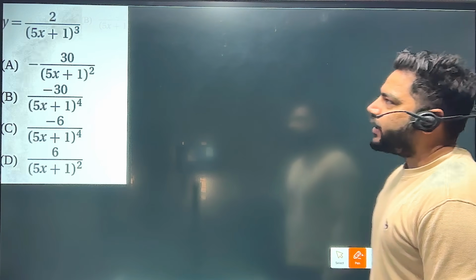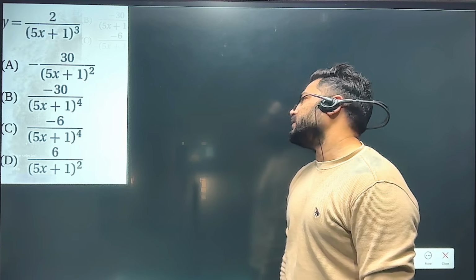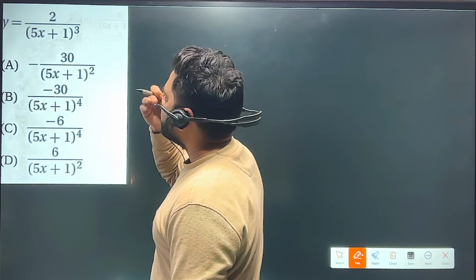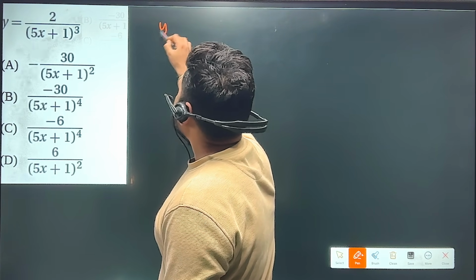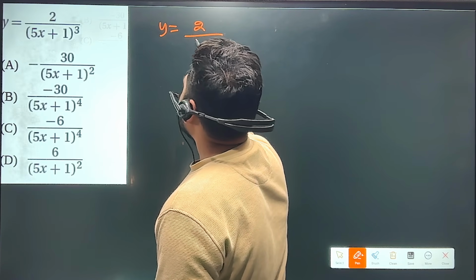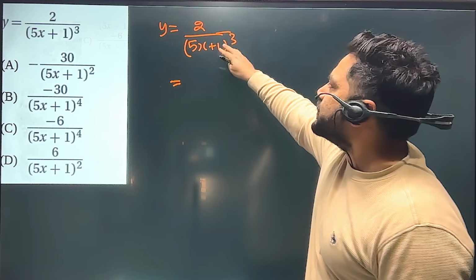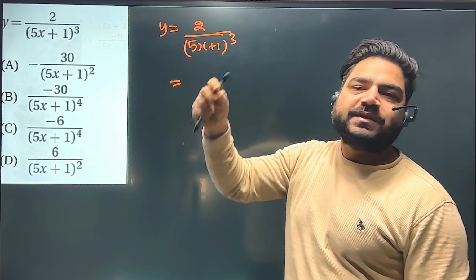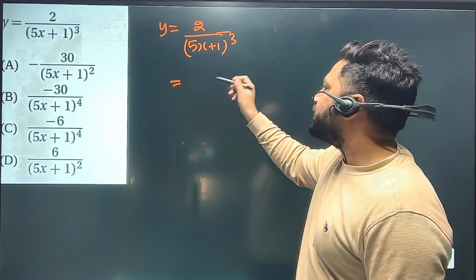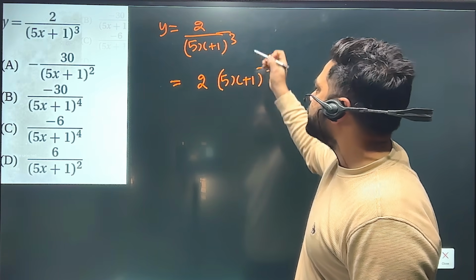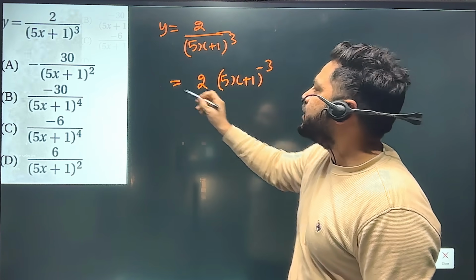Next question is y is equal to 2 upon (5x plus 1) cube. How to do its differentiation? Yes, all right. So basically what we need to do is, y is equal to 2 upon (5x plus 1) cube. First thing that we will do: the power term in the function is in the denominator. We'll take it to the numerator, so it will be 2 (5x plus 1) power minus 3. So this denominator function we take to the numerator. So this is basically y.